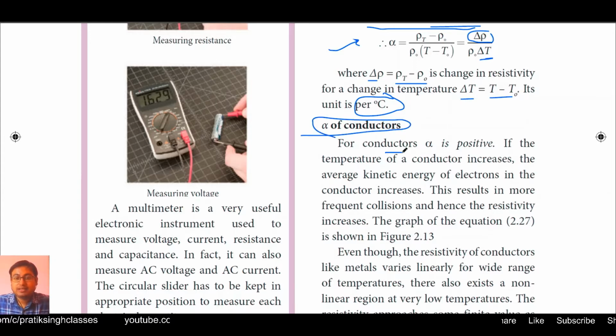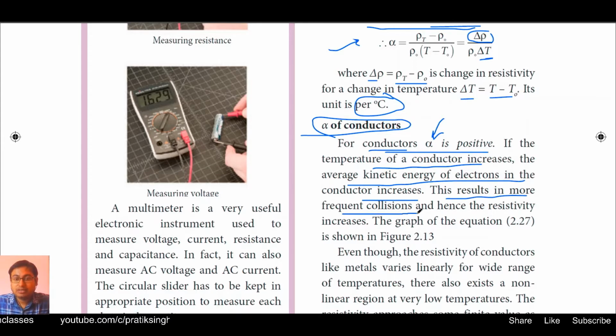For conductors, alpha is positive. Whenever we study conductors, resistors or semiconductors, particularly for conductors, we have alpha value as positive. If the temperature of a conductor increases, the average kinetic energy of electrons in the conductor increases. This results in more frequent collisions and hence the resistivity increases. Let me explain this term in brief.